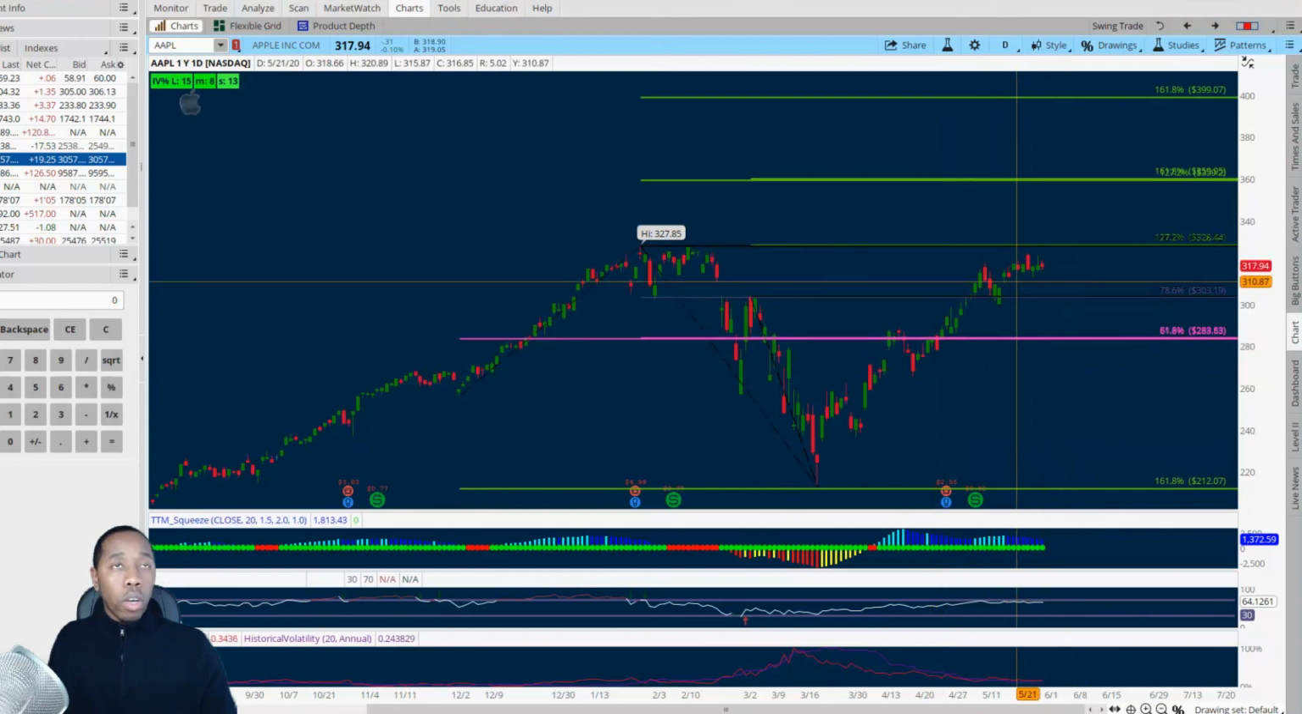Because again, what we're doing is trying to find targets in the future, and these are so far in the past, we don't really need them. Okay, so that's how you get that. So that was another swing. That's two swings: that swing high, this swing high. And there's another swing high right here.